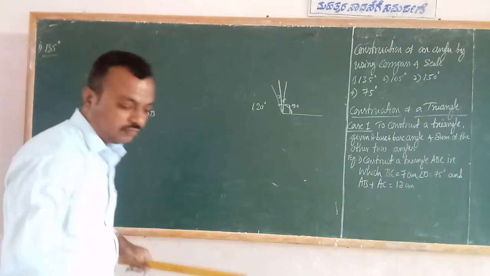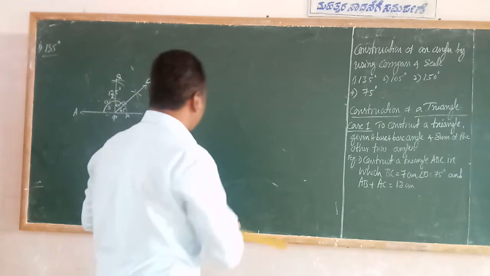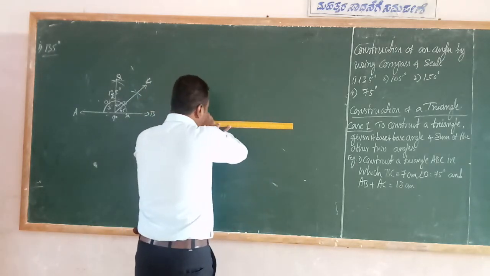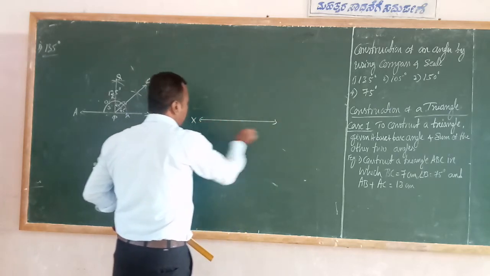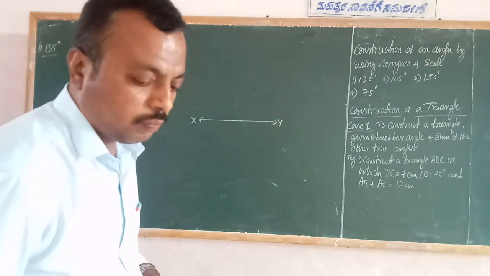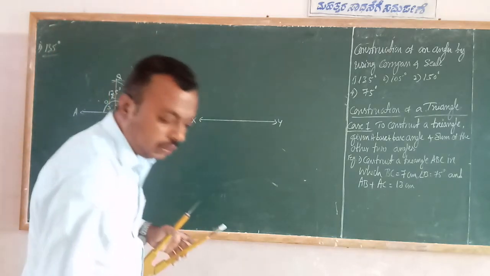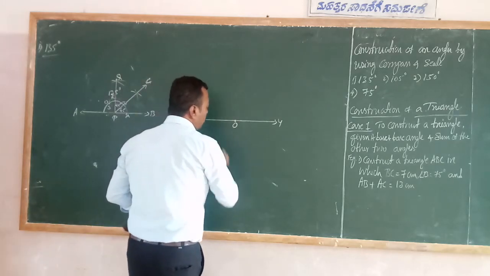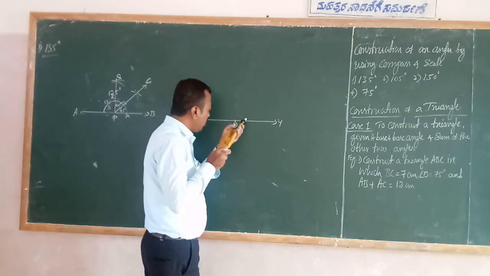First, you have to draw one line segment or line. Draw one line. This is X and Y. Then we have to take the compass. Keep it on the point, anyone of XY, that is O. Take any radius from the compass and cut the arc.